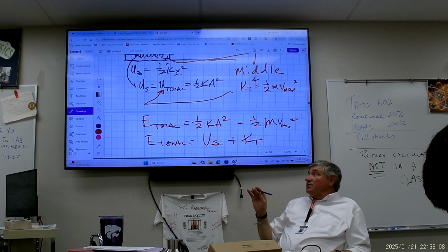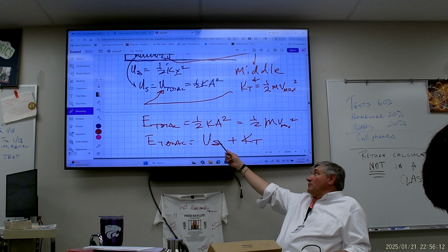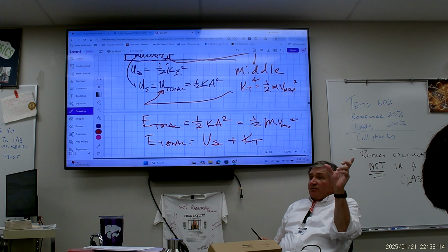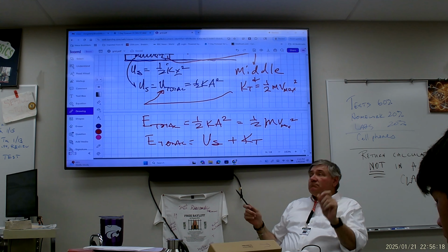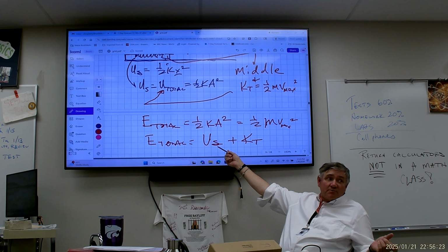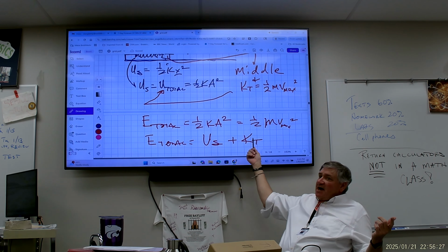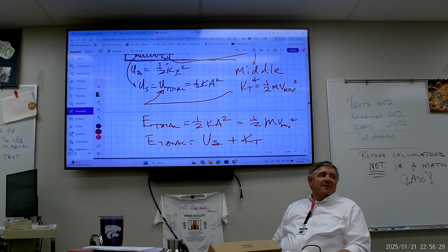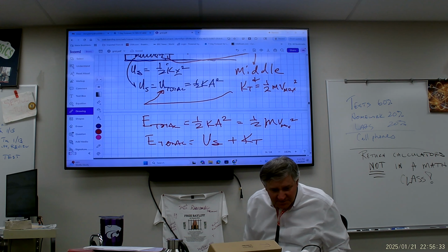But here's the bigger truth. At any point in between, if I know what the position is, say my amplitude is 0.05 and I'm at 0.02, I could figure out how much Us I would have using 1/2 kx squared. From there, I could figure out how much kinetic energy I would still have. I can figure out how fast it's going to go. Okay? So that's the bigger picture.